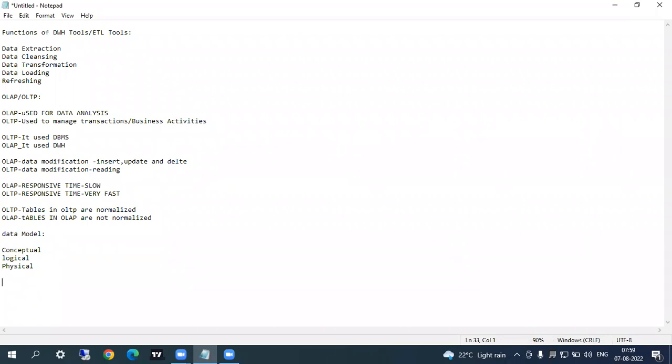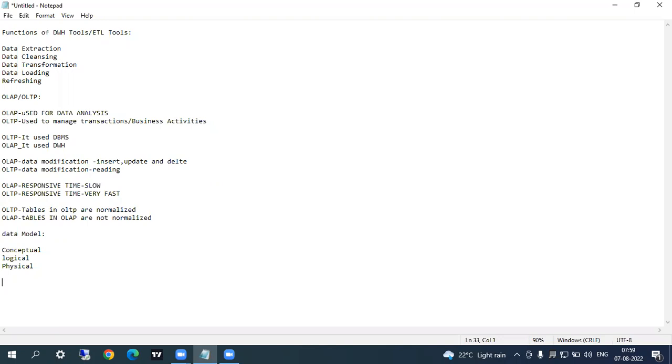And coming to the logical, you will establish the relations between the tables or the data you have decided in your business process at the conceptual model. And in the physical model, that is the final thing.